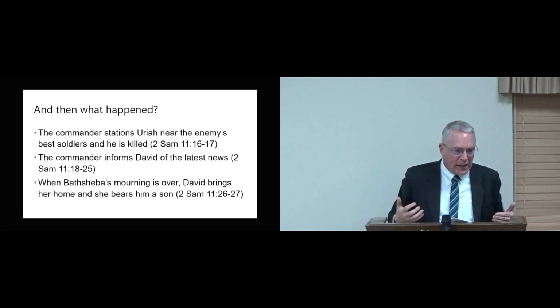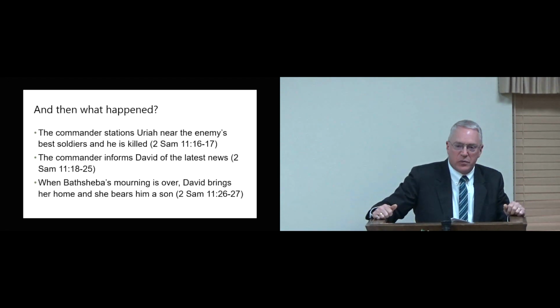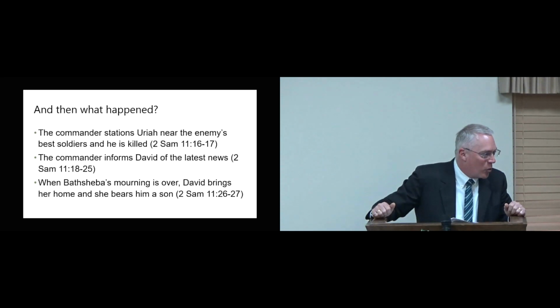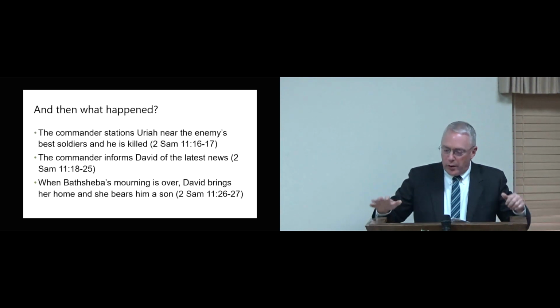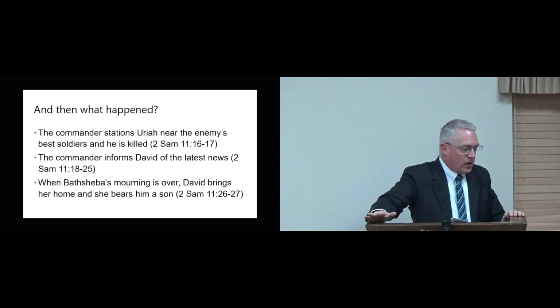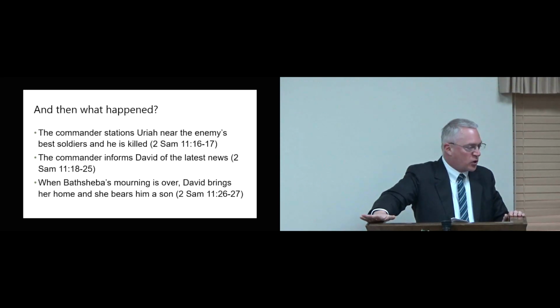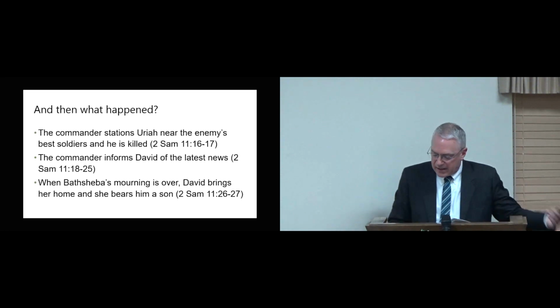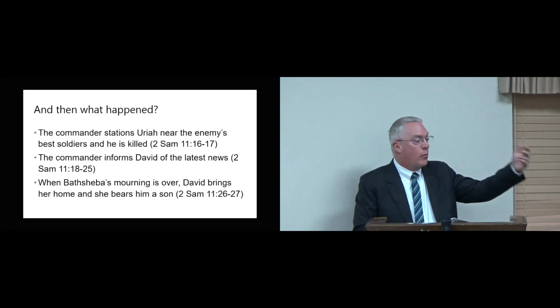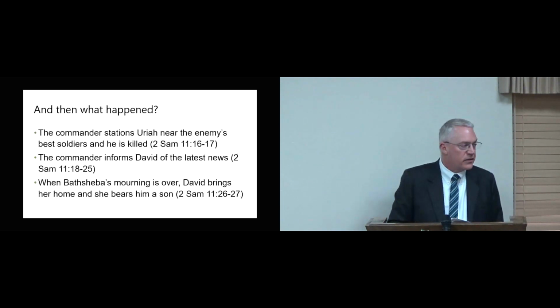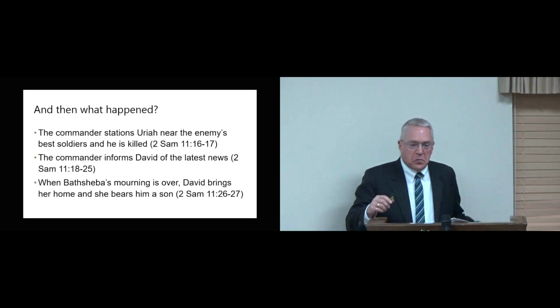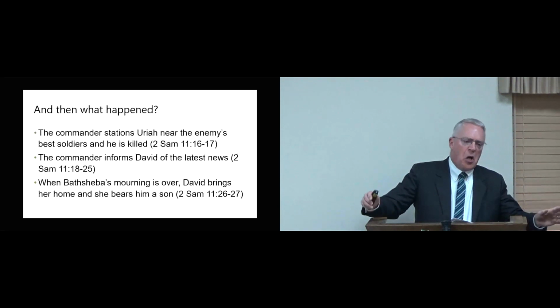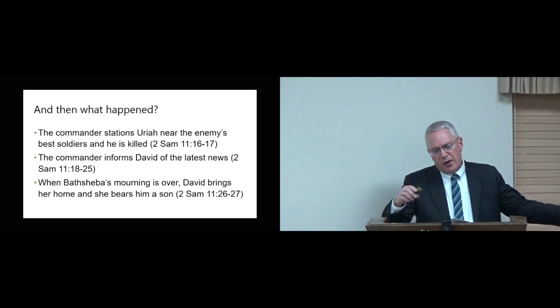He doesn't actually pull the troops back because that would have just made it obvious to everybody what was going on, and even Joab wasn't going to do that. So he does make sure Uriah is in the worst part, and sure enough, he ends up getting killed. So the commander sends a messenger back to David, tells him the latest news, and oh, by the way, your servant Uriah is dead. David says, well, sometimes some people die. It's battles. It's okay.